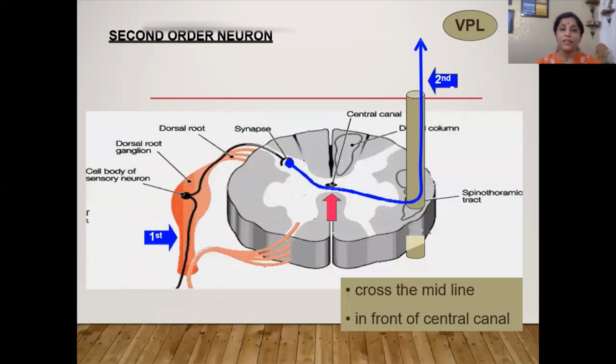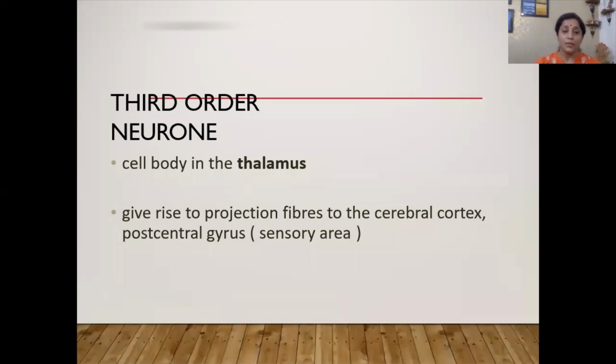You can see it very well in this diagram, that the second order neuron, depicted by the blue color, is crossing over to the opposite side. When it crosses over, it ascends. And where does it ascend? Of course, in the white matter. Why? Because it is a tract. And what is a tract? It is a collection of axon fibers. And what are axon fibers? The myelinated structures which form the white matter. So this second order neuron crosses, ascends, and reaches the thalamus.